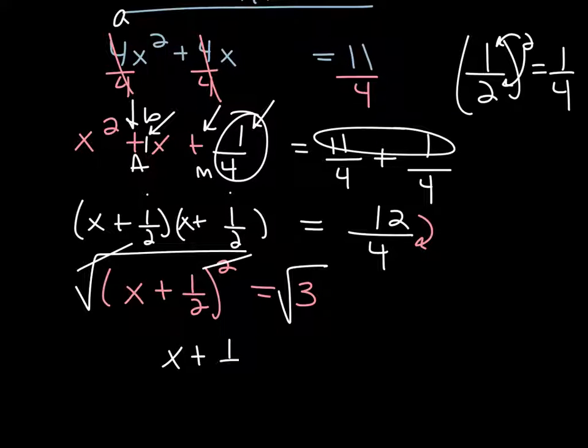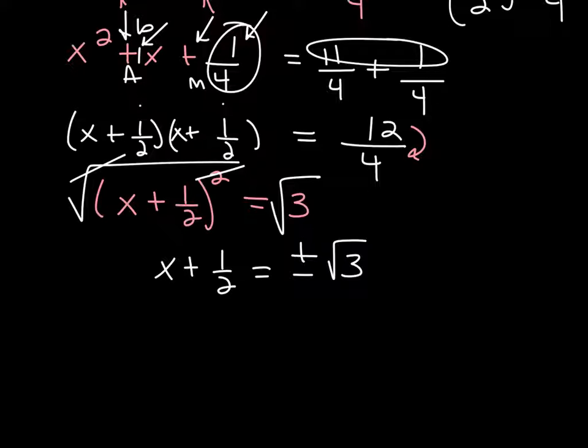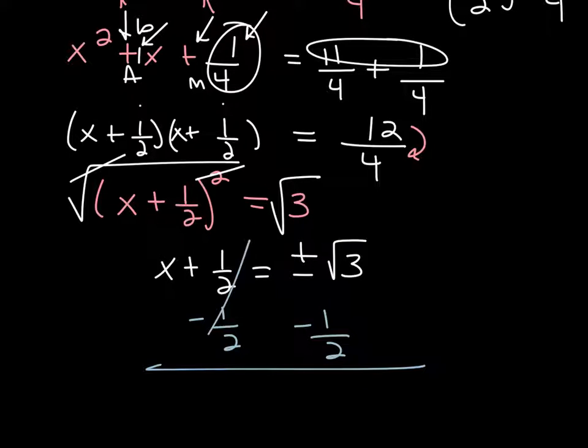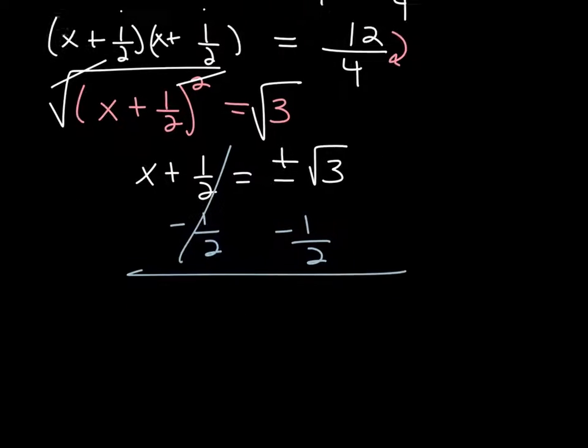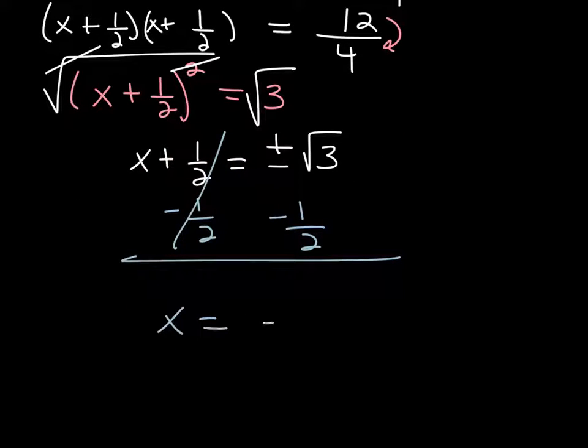So I get x plus 1/2 equals, never forget the plus or minus. Whenever you take a square root, you get two answers, so therefore you need a plus or minus. Subtract your 1/2. I end up getting x equals -1/2 plus or minus radical 3.